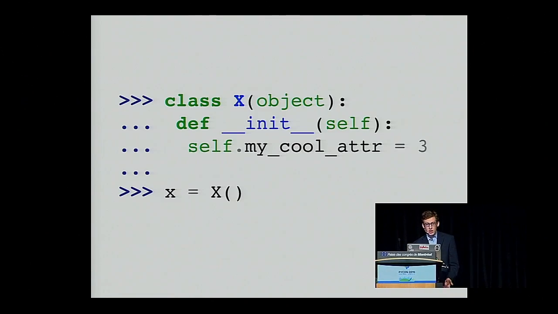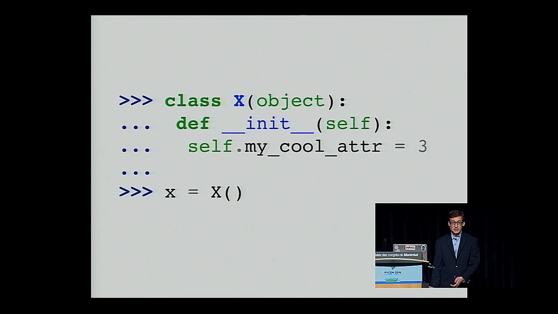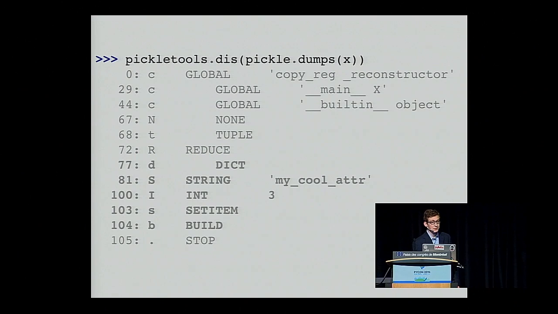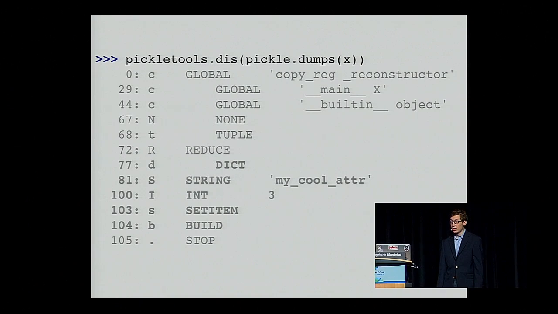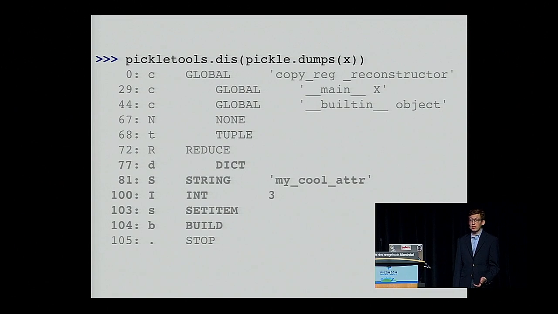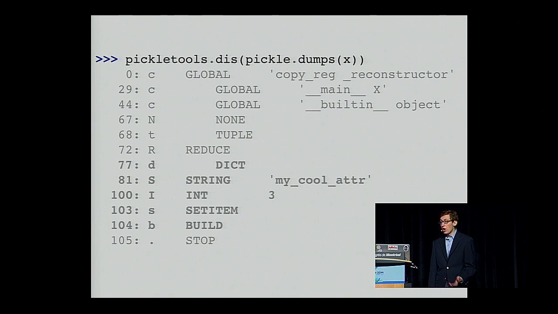That's the end. So let's say we create a class, x. Its constructor creates some really cool attribute. It's got a value of 3, and we create an instance of it. What does the disassembly of this look like? So yet again, we have this global copyreg reconstructor thing. Now it's got, instead of just under built-in object, it's got under main x, the name of our class. So we have to know which class we want to create instances of. And then we also store all of its parents. So under built-in object is still also stored there.